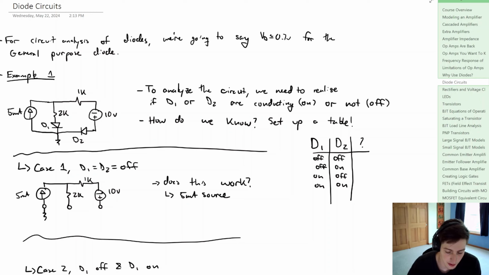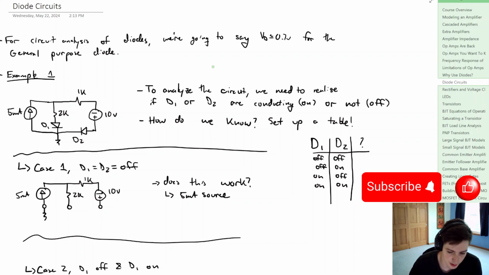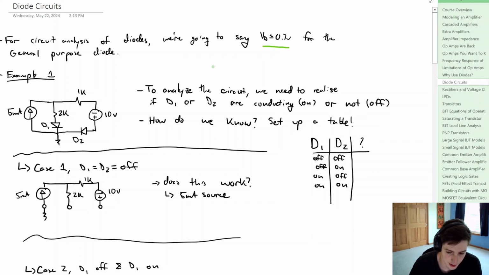All right, getting into another video about diodes. So we're going to look at a few diode circuits here. And for this first example, we're going to say that the voltage over the diode is approximately 0.7 volts if it's conducting. Now, if we look at this circuit here, you can see that you have two diodes, D1 and D2. And the question is, how do we even analyze what's going on?